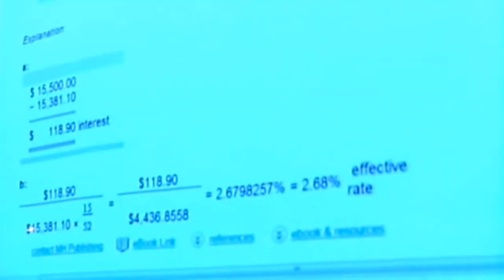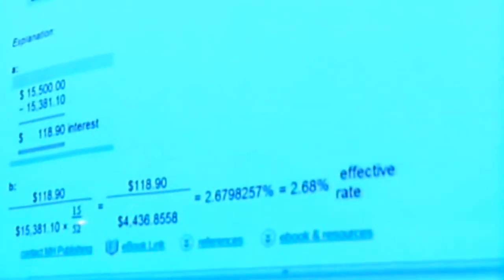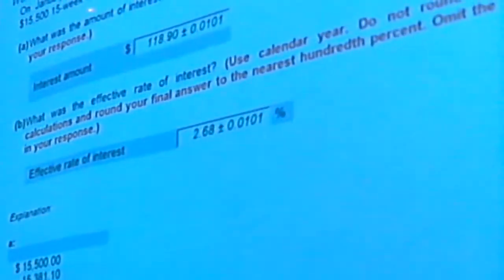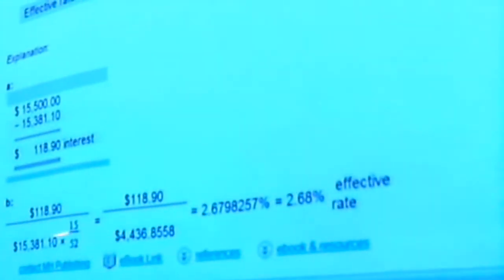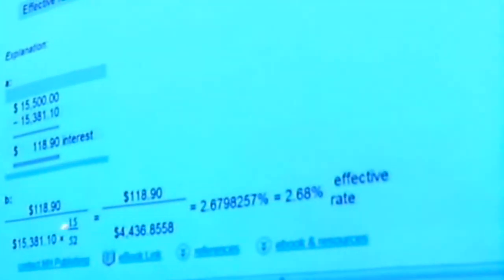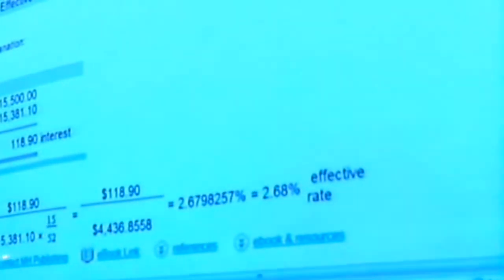Okay? And then last but not least, again, the time. So it says a 15-week Treasury bill. We use weeks, right? So total is 52 weeks in a year. 15 over 52. Now it's very simple. You work the bottom part first, remember? And then that comes to this. That will result in this number. So the interest divided by 4,436, and so on, gives you 2.67, and so on, percent.